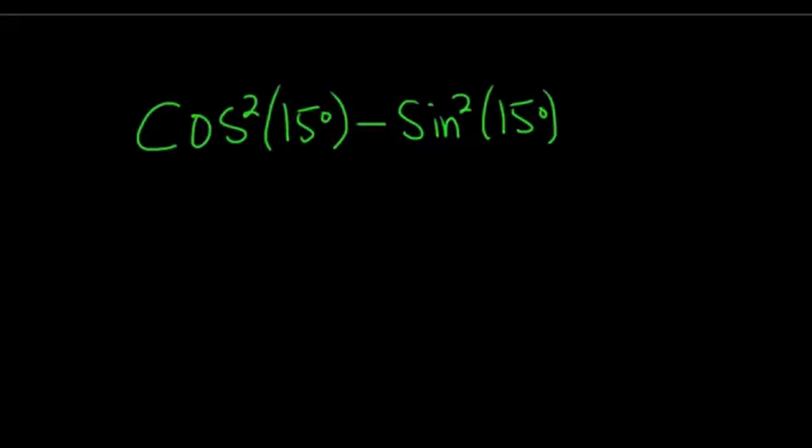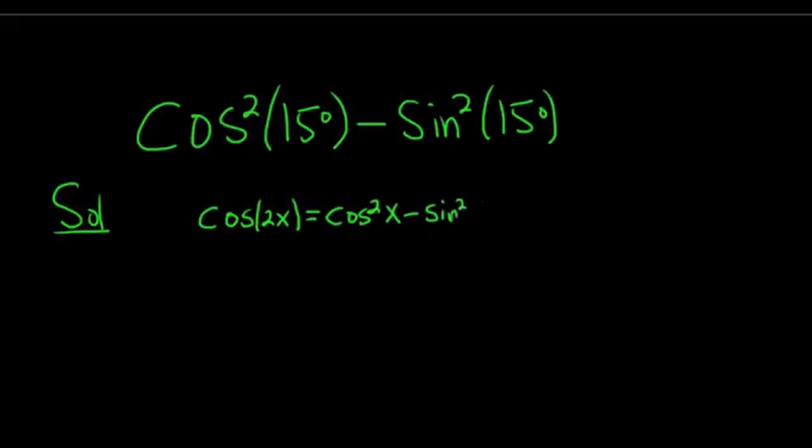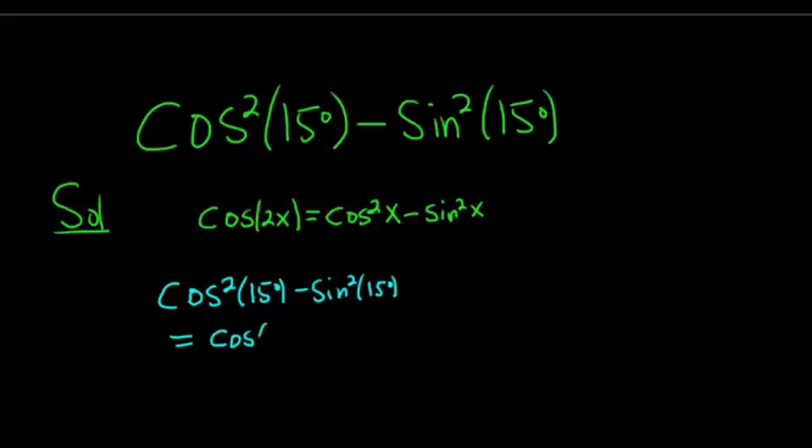Write as a single trig function or number. Solution. In this problem, the identity we're going to use is cosine 2x equals cosine squared x minus sine squared x. So all we have to do is replace all of the x's with 15 degrees. So we'll start by writing down the original question, which was cosine squared of 15 degrees minus sine squared of 15 degrees. And that's equal to cosine of 2x.